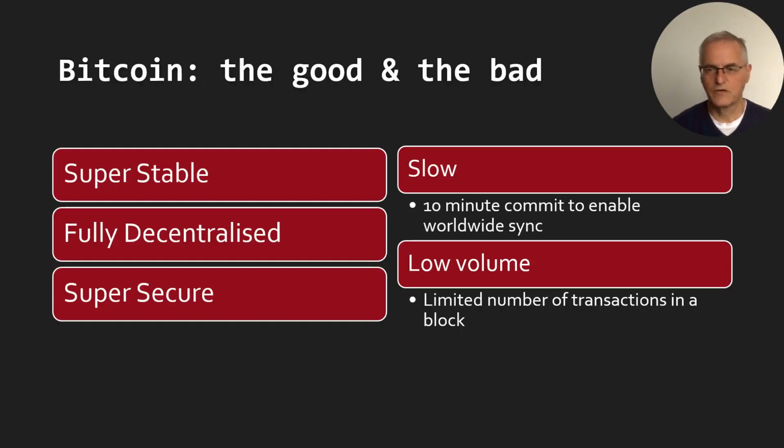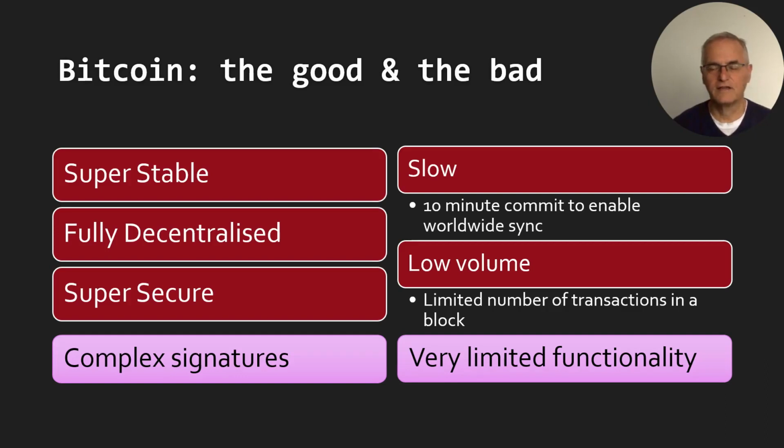So looking at the Bitcoin protocol, the Bitcoin blockchain, it's very stable, it's fully decentralized, it's super secure, but the issue is on the bad side, it's slow. And we need a 10-minute commit to enable a worldwide sync to all these decentralized computers, and therefore we only have a low volume of transactions in a block. We all know about that. The other part is that the blockchain itself has very limited functionality. It's all related to this full decentralization, as we know.